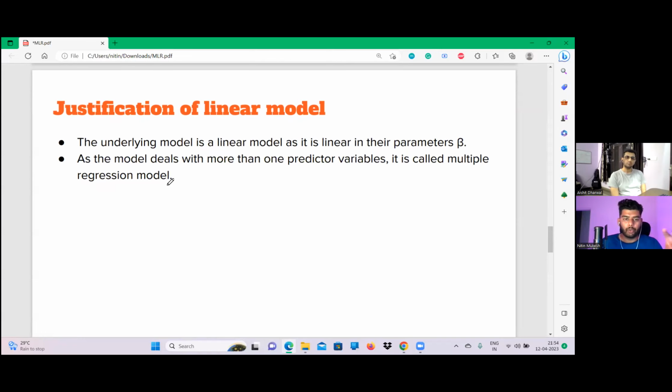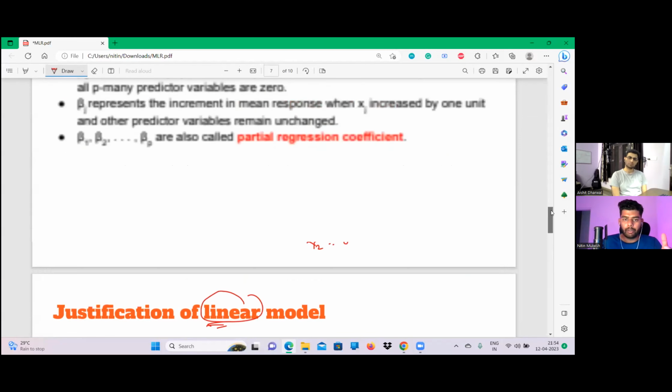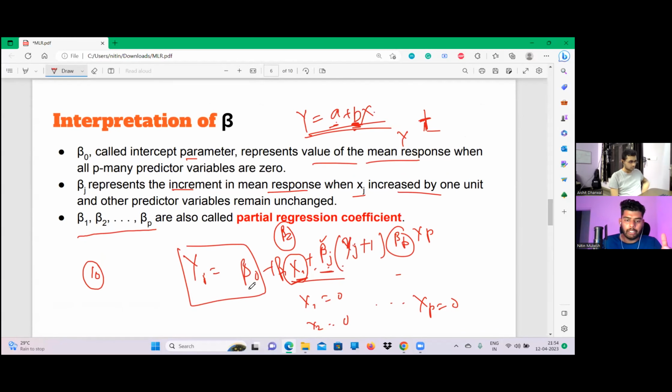So it has two meanings. The first is that, first of all, it is linear. Why is this a multiple linear regression, and why is it linear? Because it is linear in the parameters, the betas. When you see this particular model, you will see that it is linear in the parameters of beta. It's not like beta has some non-linear relationship with y. All these betas have a linear relationship with y.